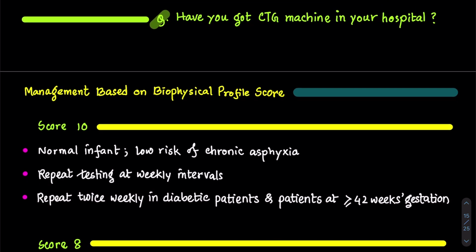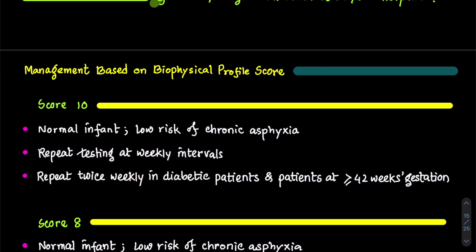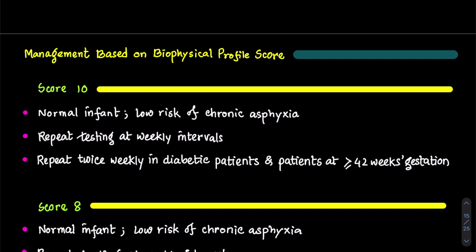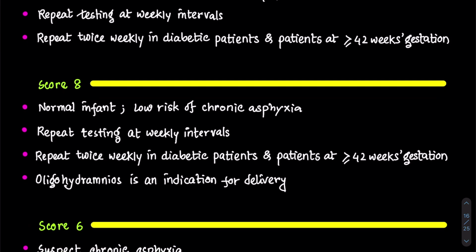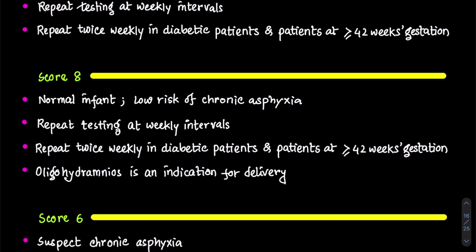Now, what will our physician do with our report? If the score is 10 out of 10, we hope it's going to be a normal infant with low risk of chronic asphyxia. As we are dealing with a high-risk pregnancy, we need to repeat the test at weekly intervals. Repeat biophysical profile twice weekly in diabetic patients and patients with more than 42 weeks of gestation. If the score is 8, again it should be a normal infant with low risk of chronic asphyxia. Repeat the test at weekly intervals. Repeat twice weekly in diabetic patients and patients with more than 42 weeks of gestation.